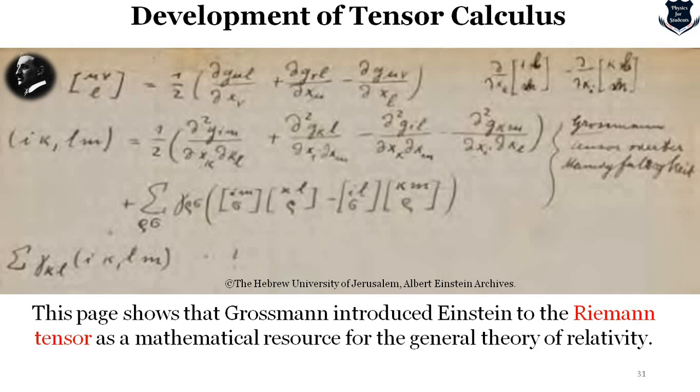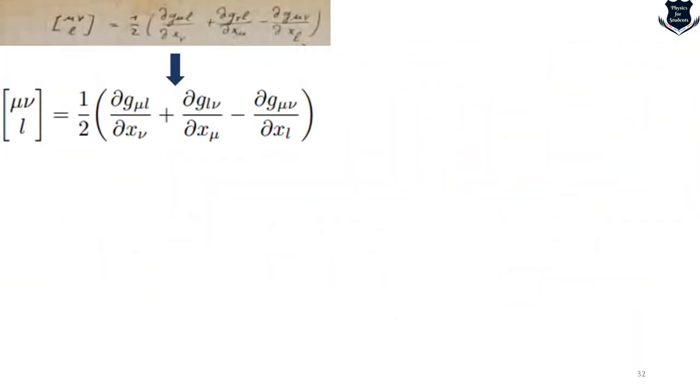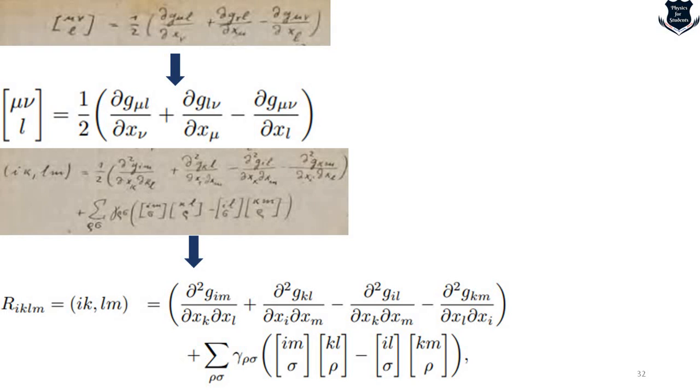And this page shows that Grossman introduced Einstein to the Riemann tensor as a mathematical resource for his general relativity. So you can see, if we magnify this paper, let us do that, and what we find is this part, right? Grossman had shown Einstein the relevant object that would open up the path to fully covariant gravitational field equations. So next to the definition of the Christoffel symbol of the first kind, which is right there, we find on that page this one, which is a Riemann-Christoffel tensor in full covariant form. This one, right at the bottom.